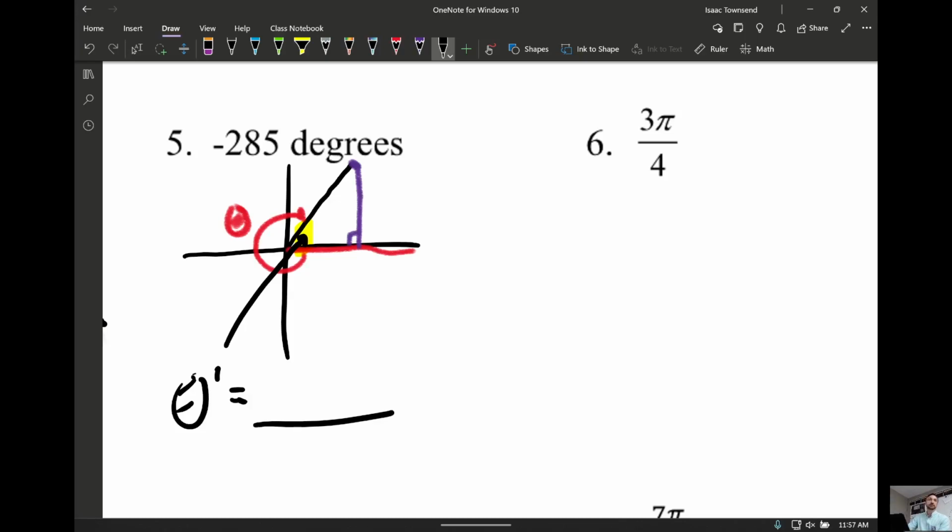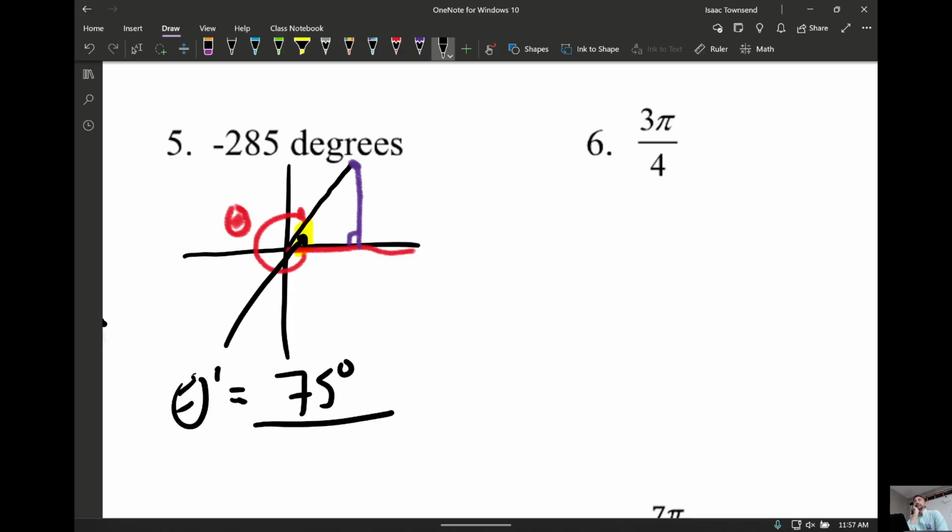Has anybody got a guess? 75. 60 minus 10. I think 75 might be too big. What did you say? The same thing, 360 minus 285. I think it is 75. Plus two. It is 75. It is 75? Okay. All right. Y'all are better at arithmetic than me.